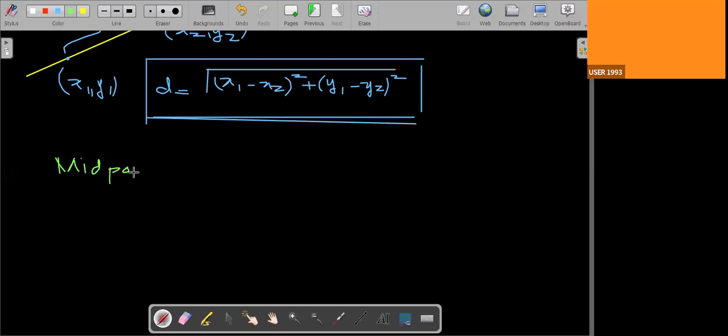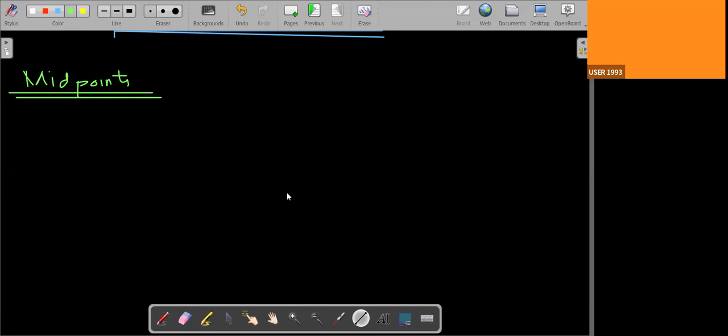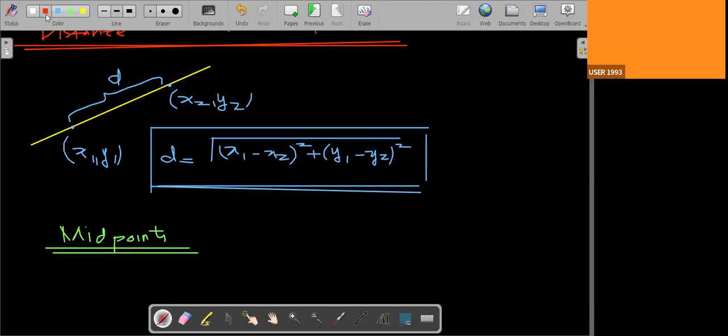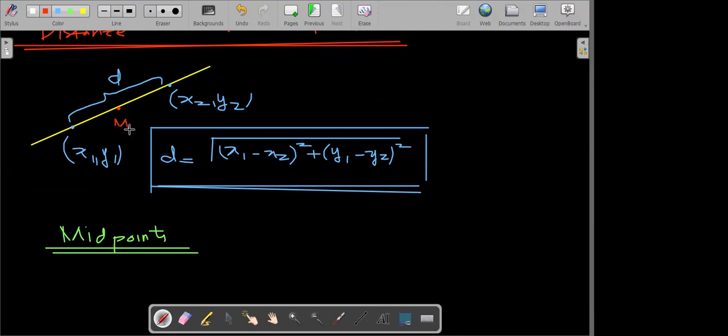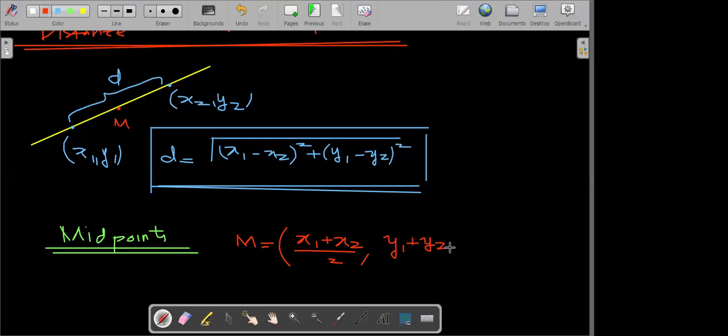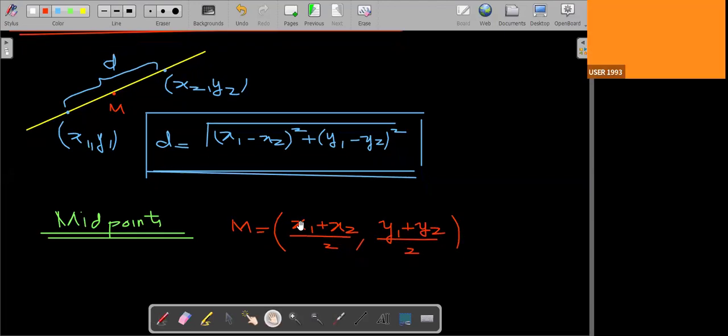Right, on heading, midpoints. Okay, I'm just going to refer to the same diagram here. The midpoint will be somewhere exactly between these two coordinates, correct? Yes. So the coordinate of M is given by: we just add the x coordinates together and divide by 2, and the y coordinates together and divide by 2, because this is a midpoint.